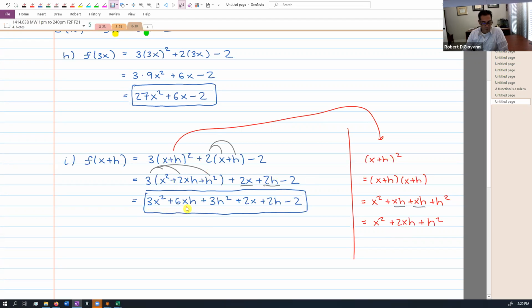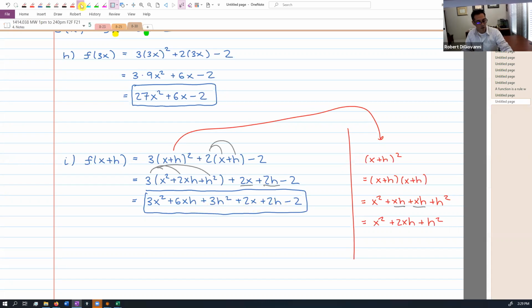So this final expression I have right here, I boxed it. Notice there's no like terms. Nothing can come together, right? In order to be like terms, you have to have the same variables raised to the exact same powers. So there's nothing I can do here to simplify this. So that is our answer.